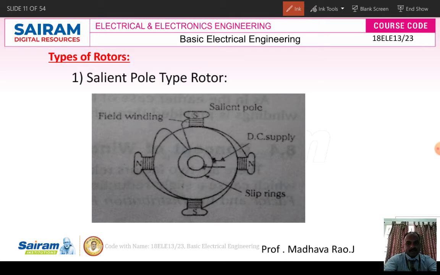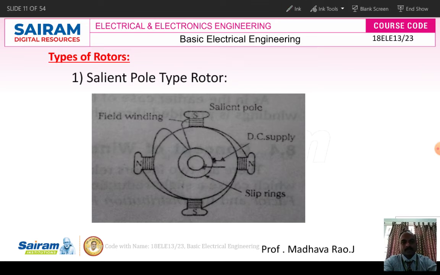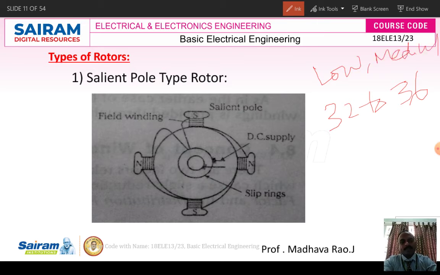First one, salient pole type rotors, the poles are projected outer surface of the rotor, and this type of rotors are used in low and medium speed alternators. Next one, these type of rotors consist of more number of poles, almost 32 to 36 poles. So this type of rotors are used in low and medium speed alternators.